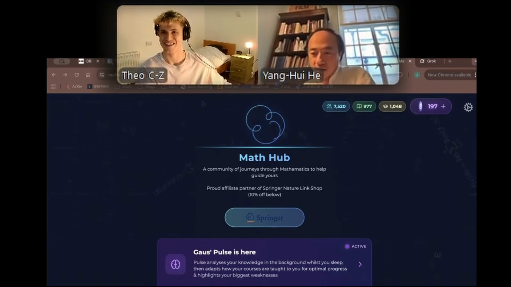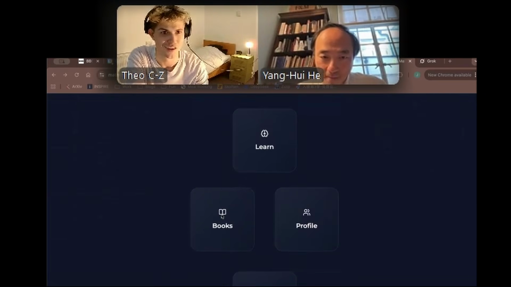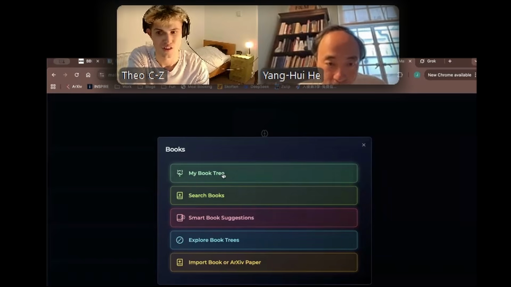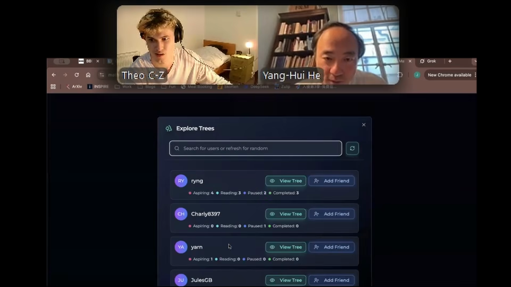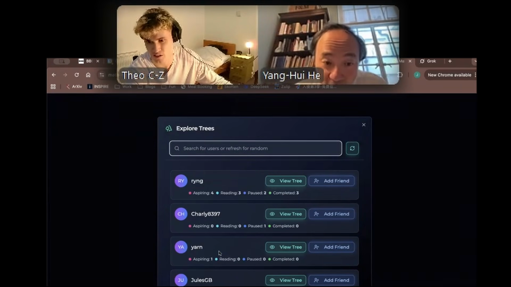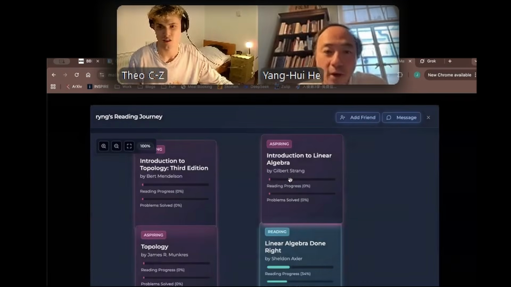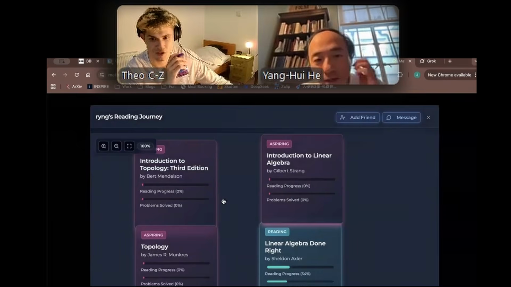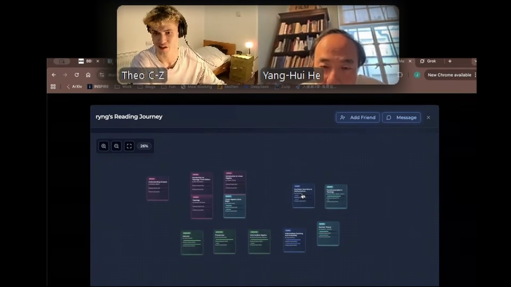You'll probably quite like the books section as well. My book tree. Yeah. Explore book trees. So these are all other users. If you just click on view tree. Oh, these are your friends up there or something. Yeah, these are just users on the site. Okay. So that's their book tree. And this is what's used to find people that have similar reading, including geometry, mathematical whatever.